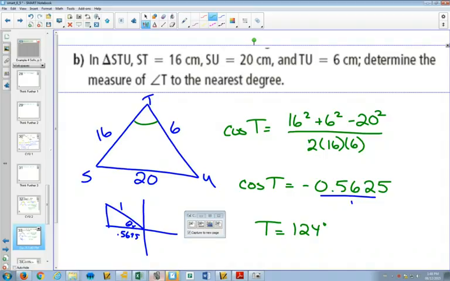Yes? It'll be in degrees. No, for calculator, it's going to be on. It's on calculator, yes.